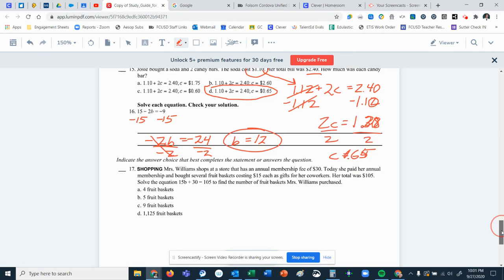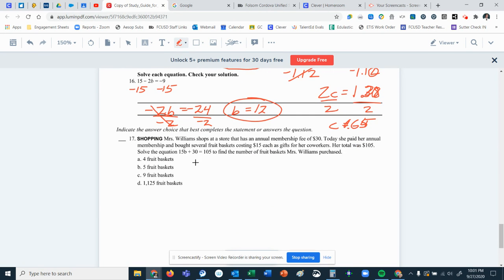All right, last problem. Shopping. Miss Williams shops at a store that has an annual membership fee of $30, like a Costco. Today she paid her annual membership and bought several fruit baskets, costing $15 each. It's gifts for her coworkers. There's that word each, that means multiply. Her total was $105. Here's the equation.